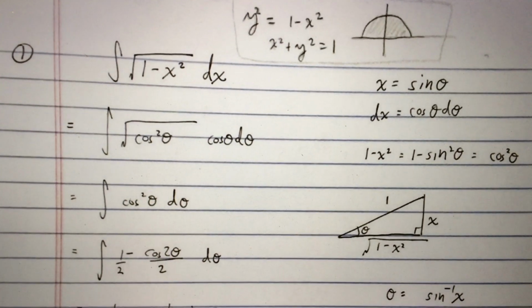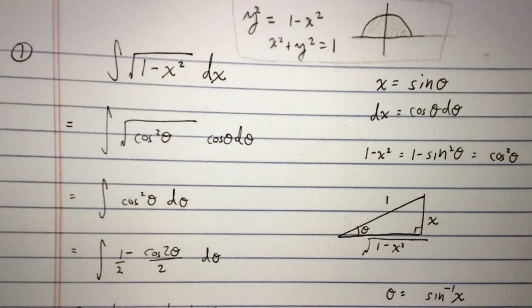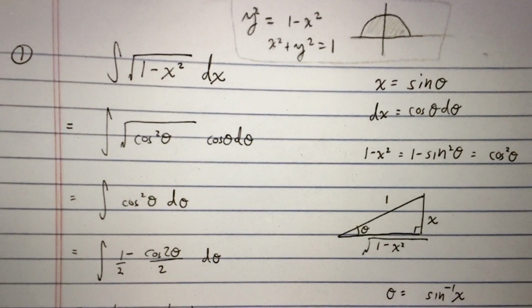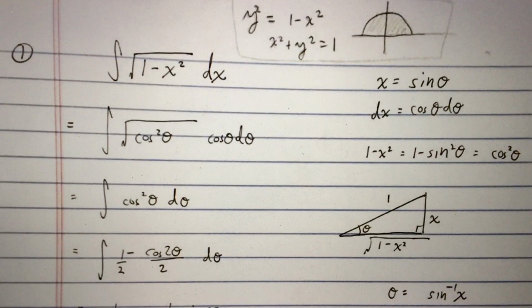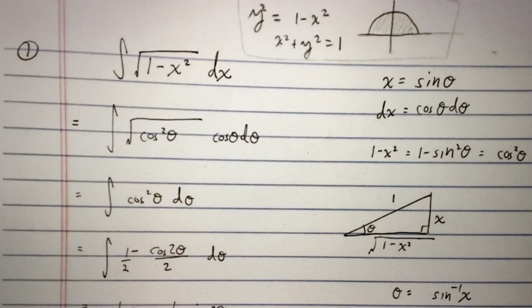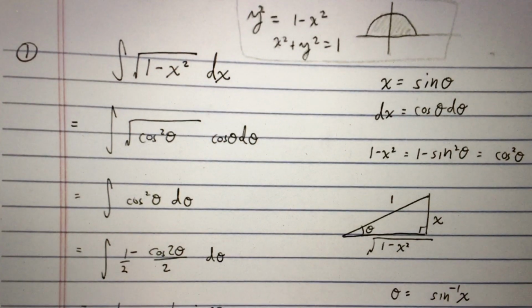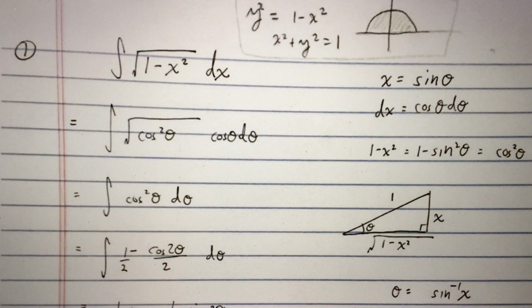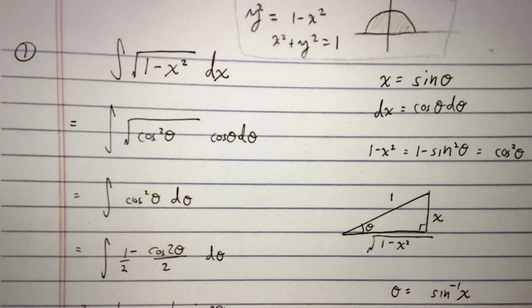Here's example one. I must have done these in the other order, but that's fine. This is the antiderivative of the square root of 1 minus x squared dx. And the picture there, just a reminder of what this function looks like. It's the top half of a circle, a semicircle, because it's the positive square root of 1 minus x squared.